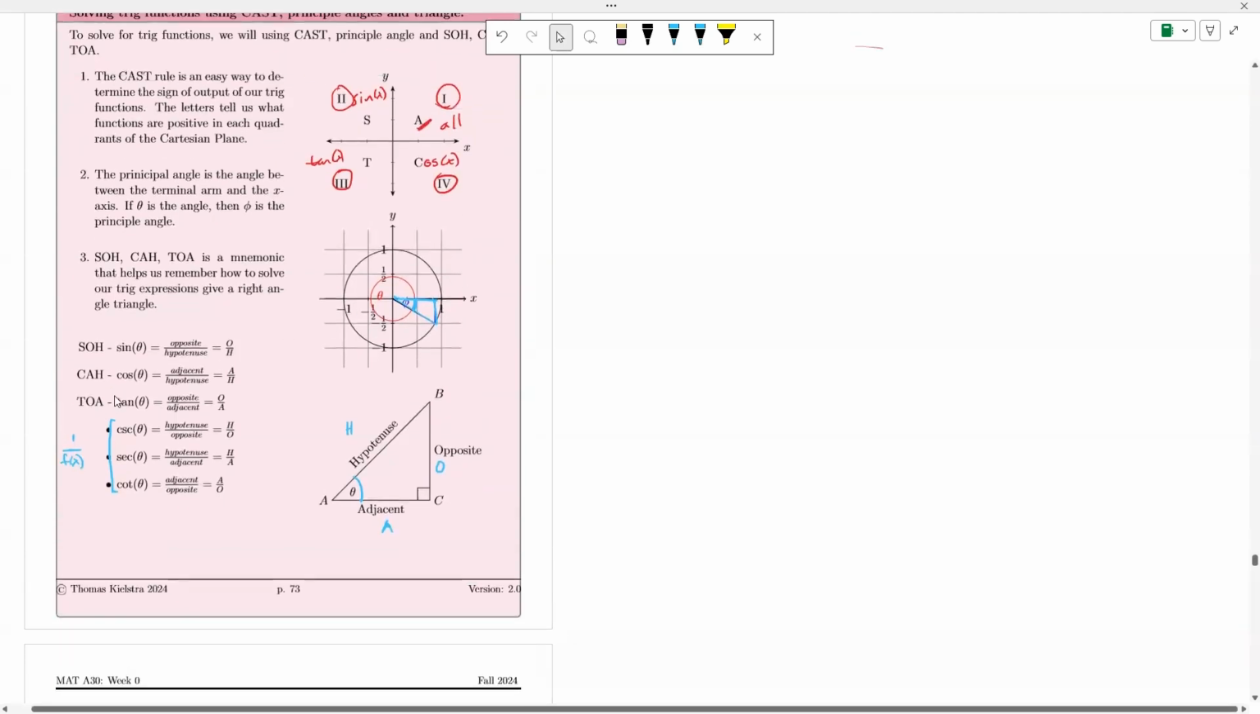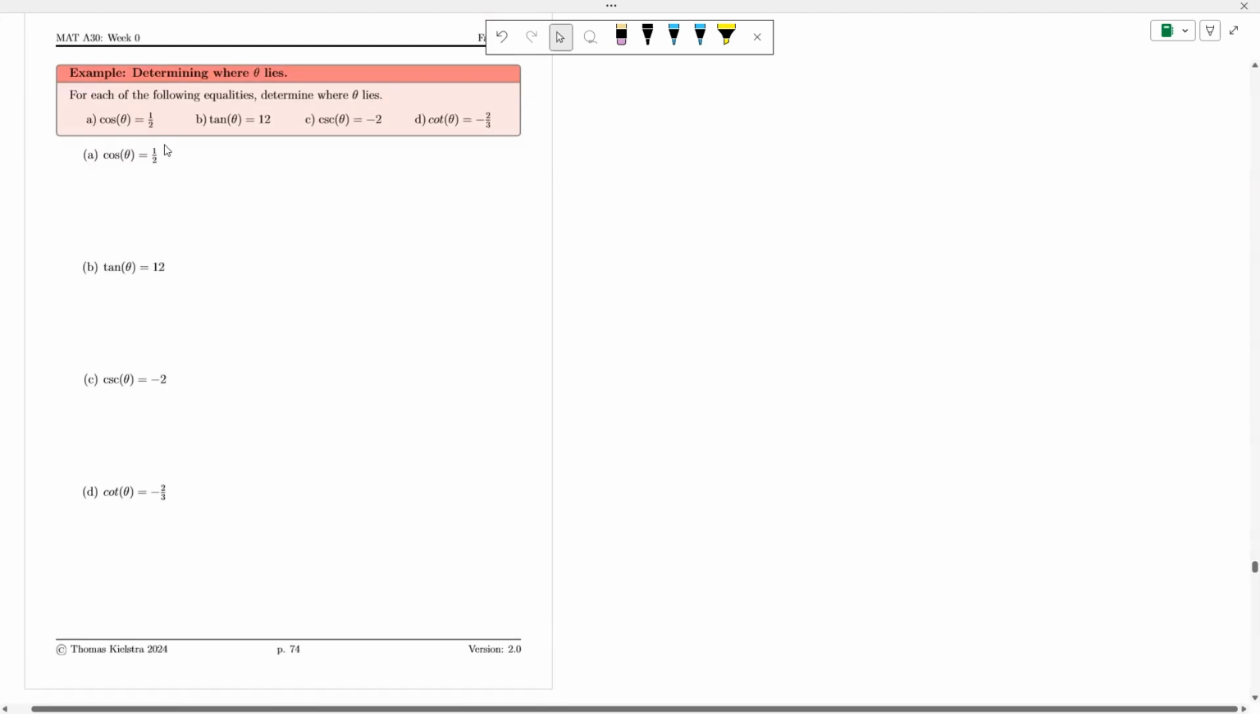So here, what we're going to practice is these three ideas separately before combining them. First, we're going to look at which quadrants are positive, or what sign the output will be based on the angle and the trig function. Next, we're going to practice computing the principal angles. Then we're going to practice computing the output of these trig functions using our special triangles. And then finally, we're going to put it all together.